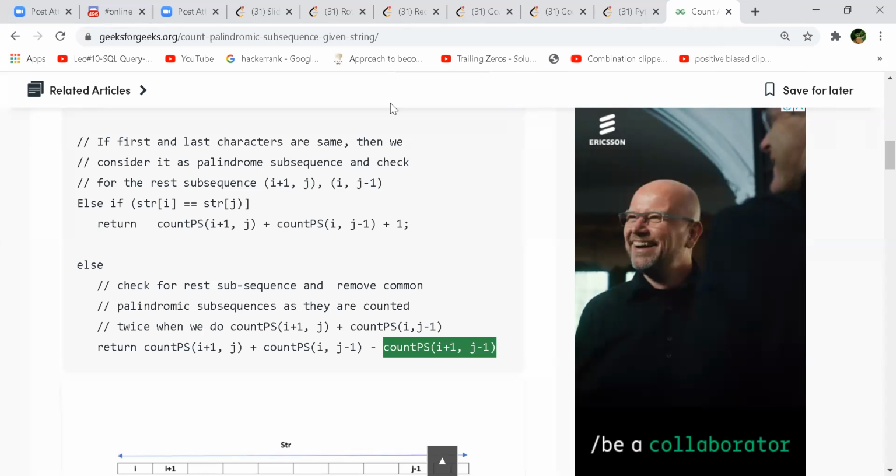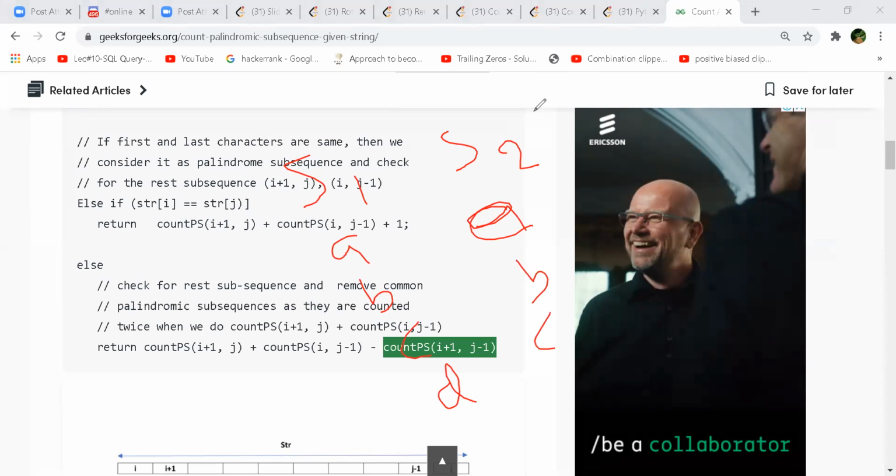No, this is like a set theory. I mean, set formula. If you have S1, you have A, B, C, D. These are the palindromes. And you have S2. From here, you also got A, B, and let's say E, you got B, C, D. So what you will do? S1 plus S2, the palindromes, minus the intersection of S1 and S2.